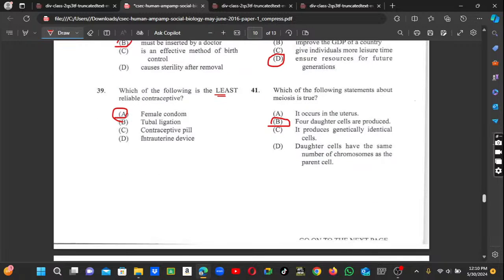Alright, number 41, it says which of the following statements about meiosis is true. We know that in meiosis, four daughter cells are produced. So the answer for number 41 would have been B. Alright, good, very easy. Moving along.